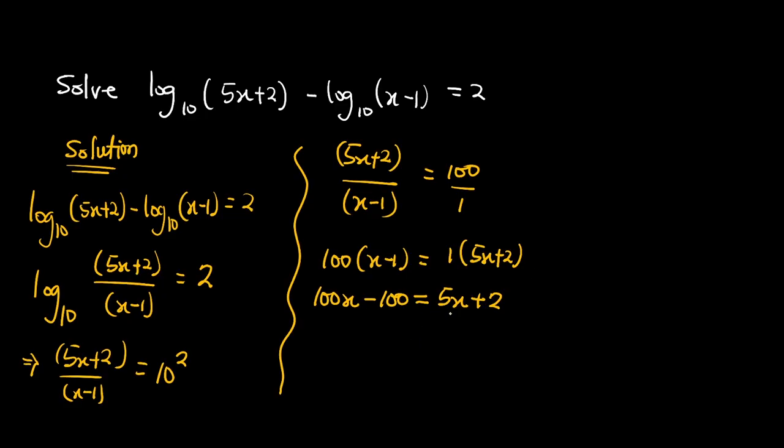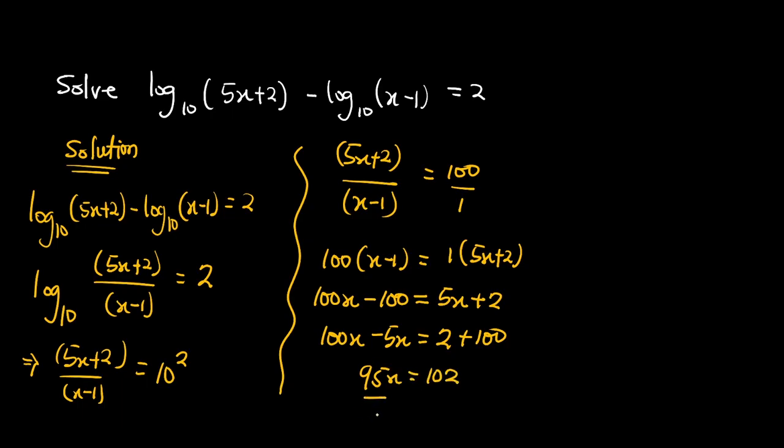So from here, I'll have to group my terms. So I'll have 100x over here. Then I'll send the 5x over here to this side. It becomes negative 5x. And then this will be equal to, I still have my 2 here. Then I'll send negative 100 over here to the right side. It becomes positive 100. So I'll have here 100 minus 5, that will give me 95x. And this is equal to 102.